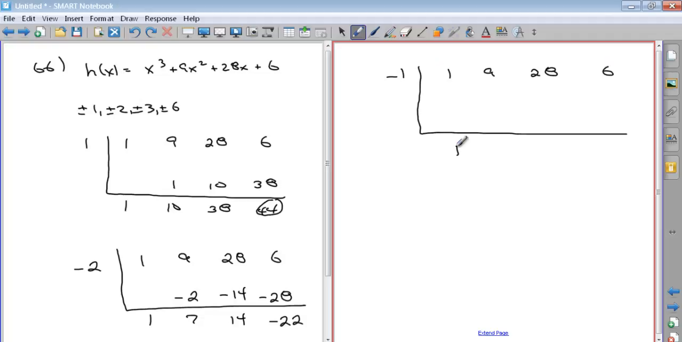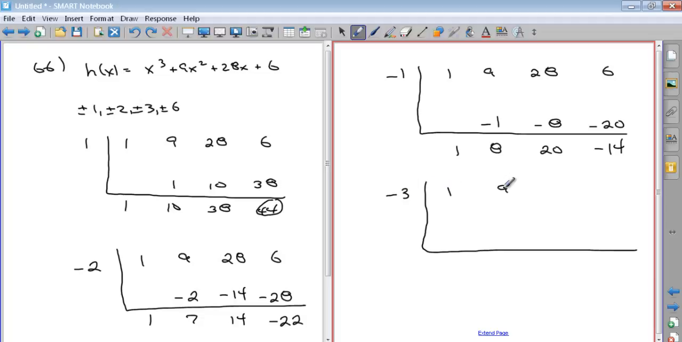Okay, bring 1 down. 1 times negative 1 is negative 1. Add these together, you get 8. Negative 1 times 8 is negative 8. Add those together, you get negative 20. So you get negative 14. So it doesn't look like those are going to work. So let's keep going. We've got a few more left here. Got negative 3. Let's see what happens there.